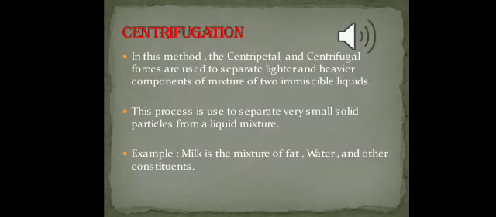In the method of centrifugation, the centripetal and centrifugal forces are used to separate lighter and heavier components of a mixture of two miscible liquids. This process is used to separate very small solid particles from a liquid mixture. For example, milk is a mixture of fat, water, and other constituents. Using the method of centrifugation, most of the fat can be separated from milk.